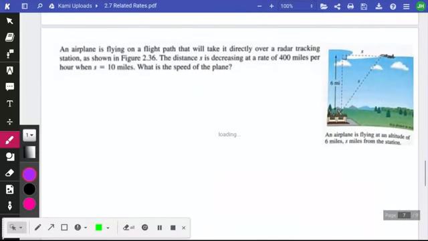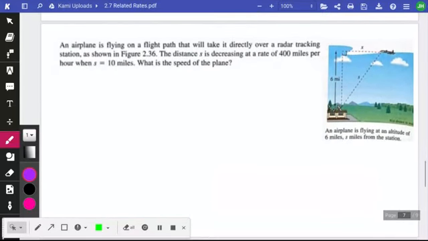Okay. An airplane is flying on a flight path that will take it directly over a radar tracking station, as shown in the figure. And the distance s is decreasing, so we'll have a negative rate. So that's important information. At a rate of 400 miles per hour, when s is 10 miles, what is the speed of the plane, which means how fast is it going?